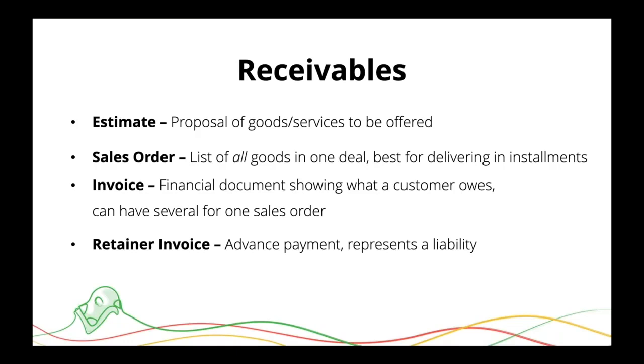Then we have sales orders. So a sales order is a list of all of the goods in one deal. And sales orders are really best for when you need to deliver things in installments. So if somebody orders a whole bunch of things, you may not be able to ship all of that to them at once. And so that's when you can use a sales order as kind of like your master record of all of the things that you're supposed to give to that customer, and then have multiple invoices attached to that sales order or associated with it. And you could just have one invoice for each shipment that you're giving them. You could also use these for services if you wanted to break down your services that way, but that's just not really a common way to deal with it.